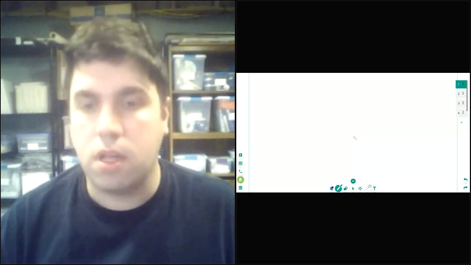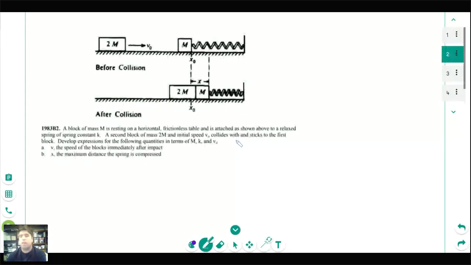So let me get over to my notepad here, and then we will make this work. All right, so there is our notepad, and question number 1. We've got a block of mass M resting on a horizontal frictionless table, attached to a spring with a spring constant of K. We have a second block of mass 2M, with initial speed of V0, that collides with and sticks to the first block. That could be important later on. We have to develop expressions for V, the speed of the blocks after impact, and X, the maximum distance the spring is compressed, given in terms of the known quantities M, K, and V0.